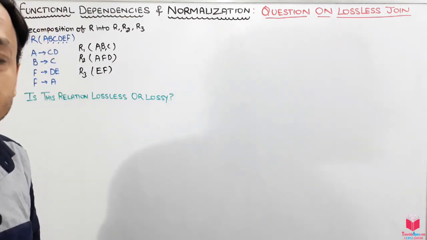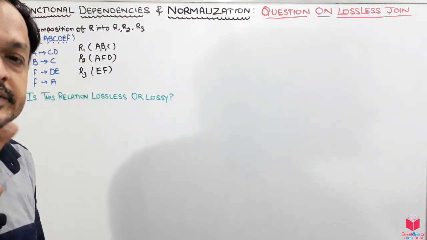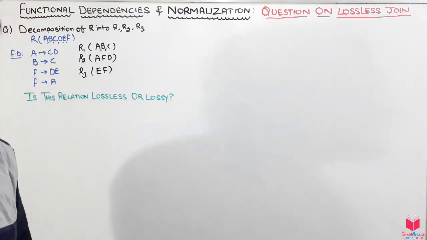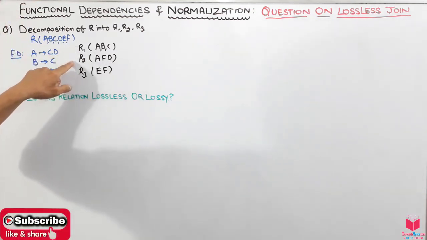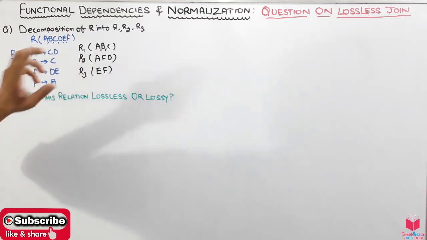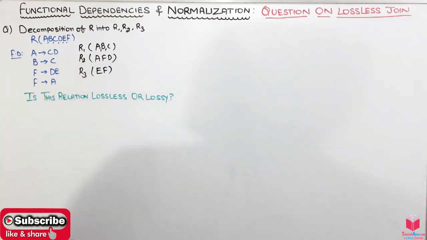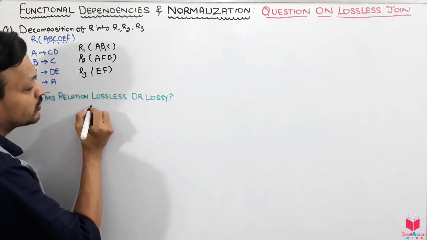So how will we go about that? We have to apply the three conditions which we studied in the previous session. But in that condition we had two decomposed relations, and here we have three decomposed relations. So we will join two relations first of all. So let's see how we can go about that.